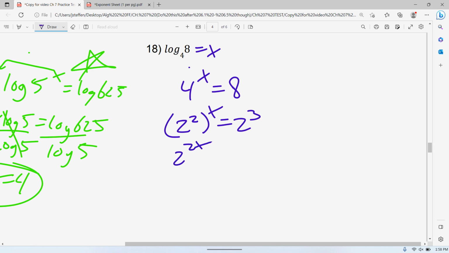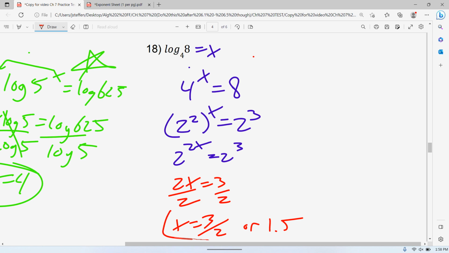2x is equal to 2 to the third. Base, so set the exponents equal to each other. 2x is equal to 3. Divide both sides by 2. X is equal to 3 over 2 or 1.5. I do not care which one you use.